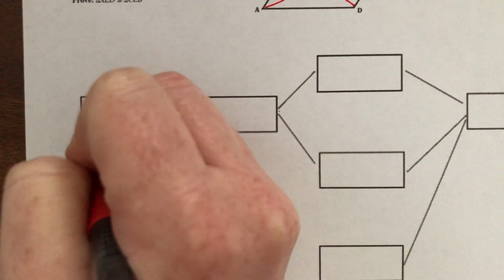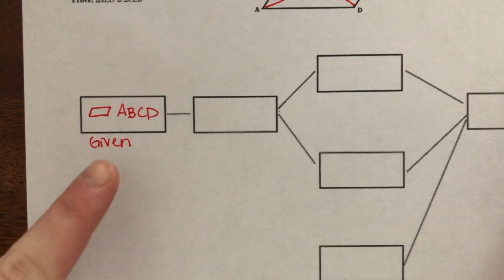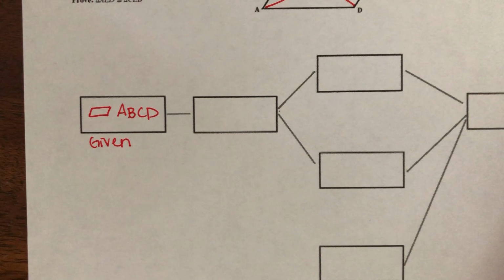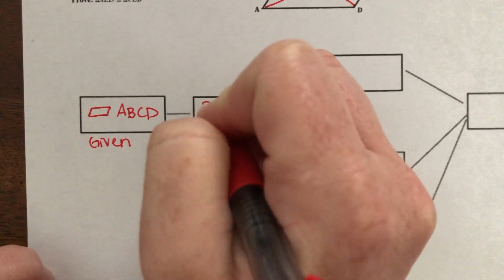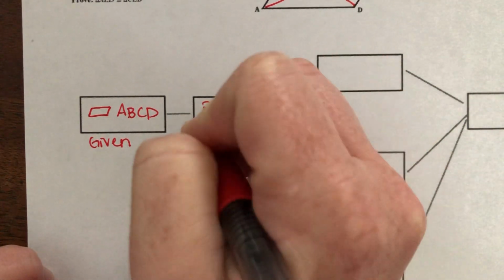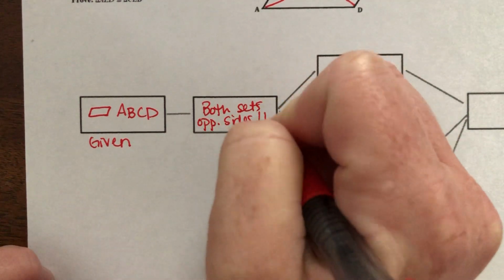ABCD. And my reason for writing that is because that's what's given. Okay, based on the fact that ABCD is a parallelogram, I know that opposite sides are parallel, right? I know that opposite sides are parallel. So I'm going to say both sets of opposite sides parallel.